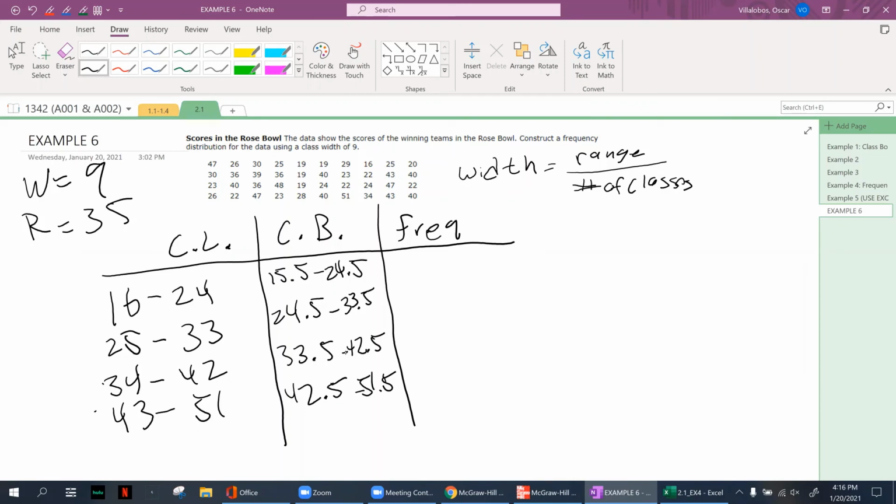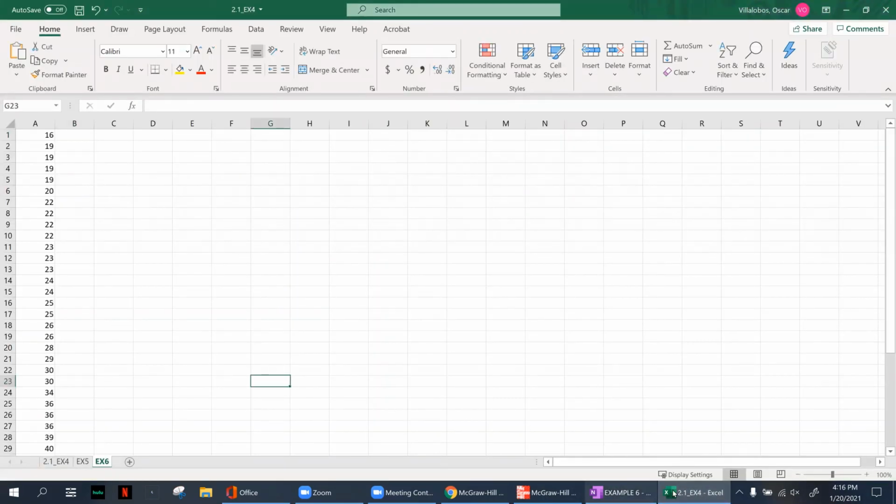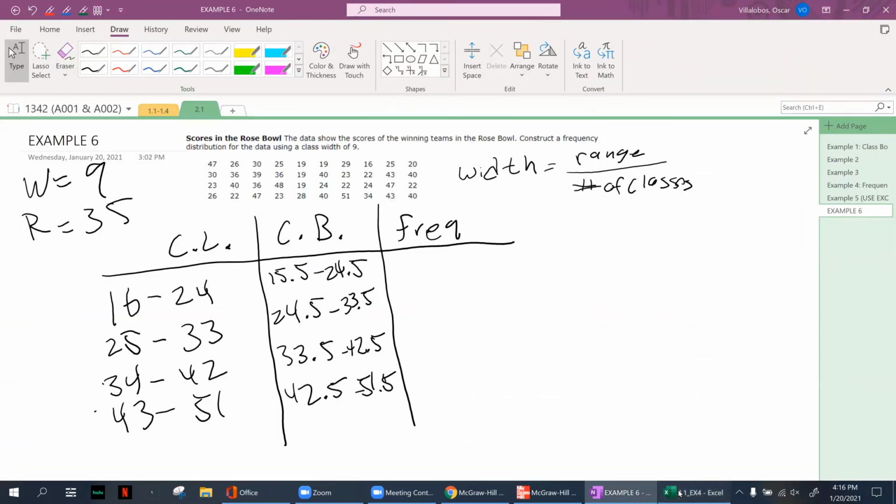So now we're going to do the frequencies. And especially when it comes to numbers like this, you can get lost just counting them. So again, I would go to Excel, and I'm looking for 16 through 24.